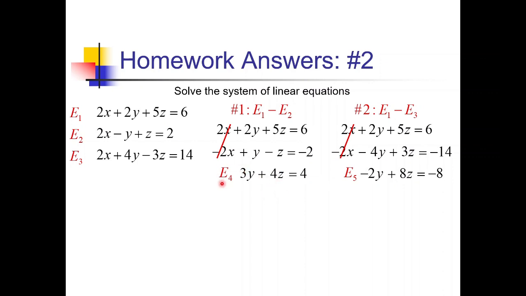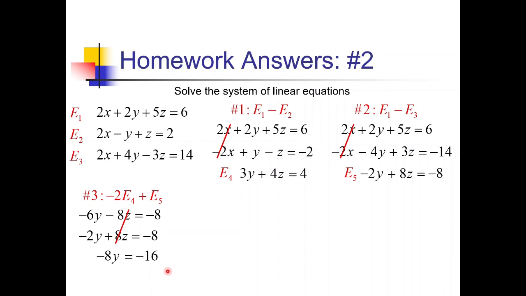I'm going to do -2E4 plus E5, unchanged. So -2 times E4 is giving me -6y minus 8z equals -8. And E5, I'm just copying and pasting that down there. So now adding things together, these z's are going away. We have a -8y equals -16. And now I can just simply divide by -8 to get y equals 2.